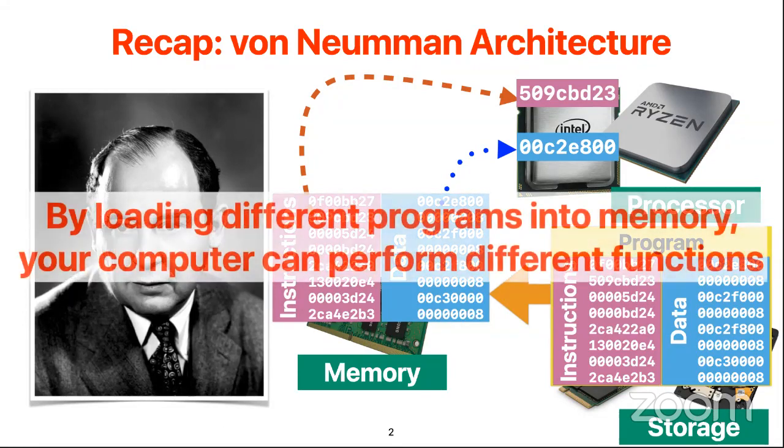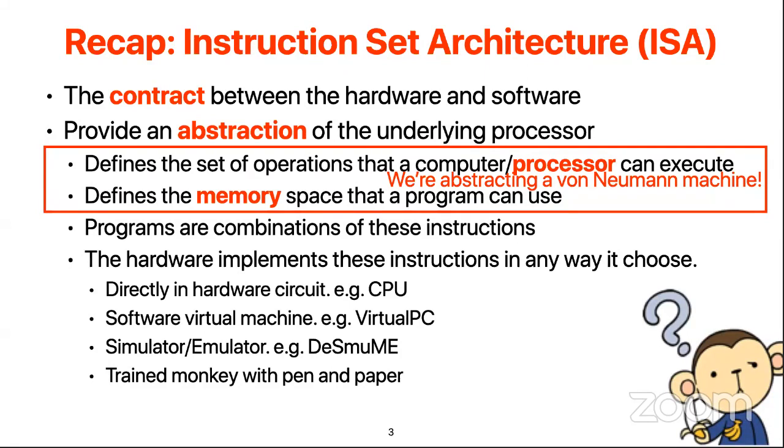The fancy thing about this architecture is that by loading different programs into memory, your computer can perform completely different tasks. So you don't have to reconfigure the computer. However, there are tons of different memory devices and different processors. How can we write programs easily on a von Neumann machine? It turns out that architects invent abstractions called instruction set architecture, which is the contract between hardware and software. It's an abstraction of the underlying von Neumann machine. It contains the processor abstraction and the memory abstraction. For the processor abstraction, it defines a set of operations. And for the memory abstraction, it defines how big the memory this processor can access. So programs are now combinations of these instructions. This is what you know as assembly language.